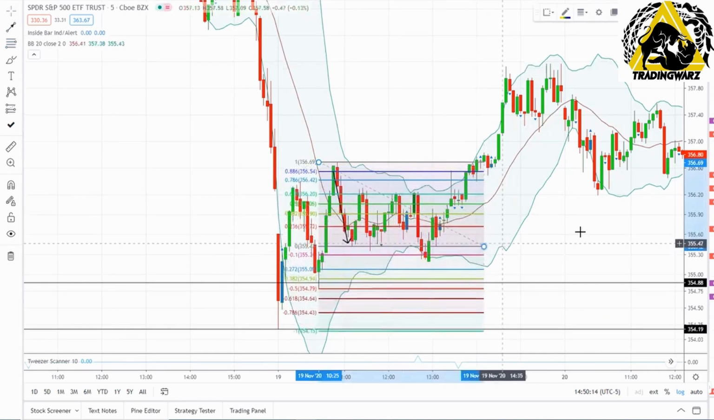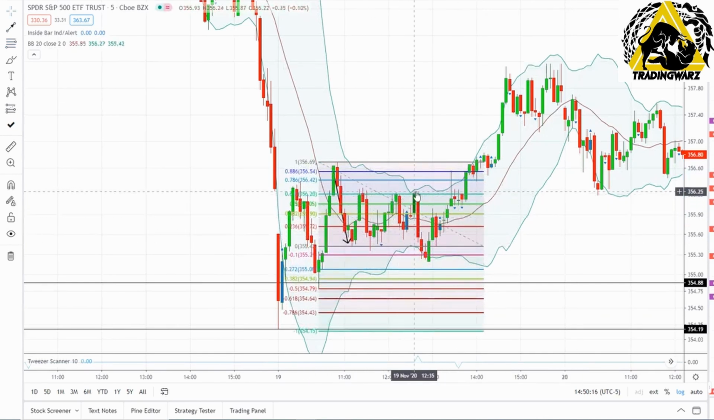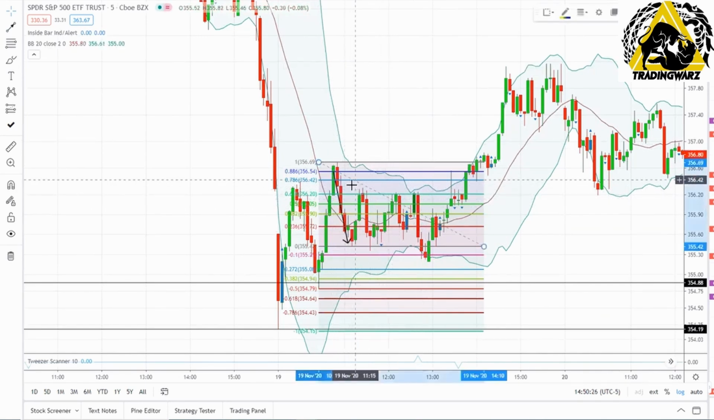Now look at this. 618, 618, 618. Trade to 10% extension. Absolutely stunning and beautiful. For me, this is like art. I really love this. All right, and that's why they call me the Fibonacci King.